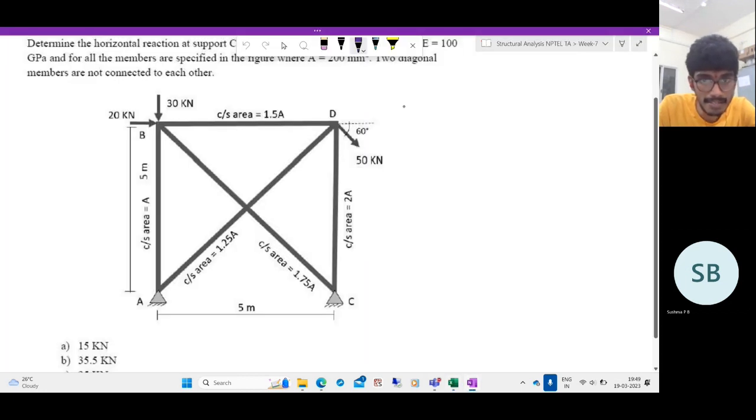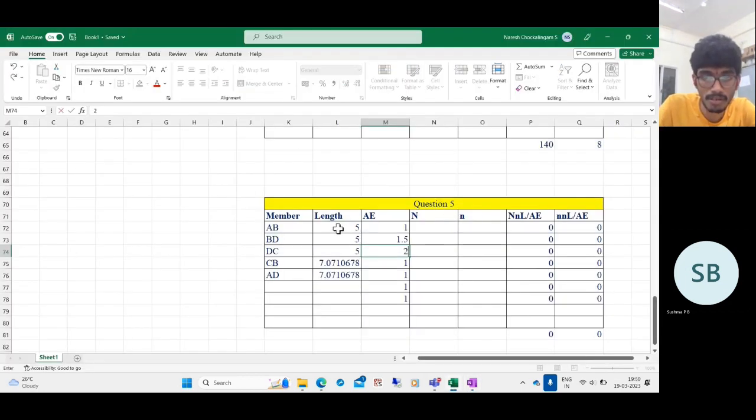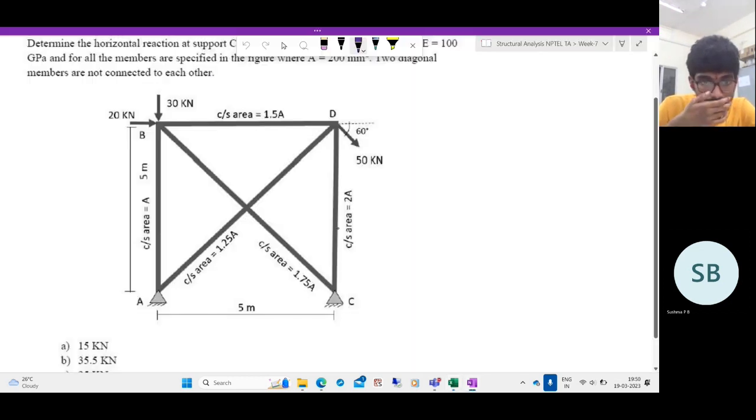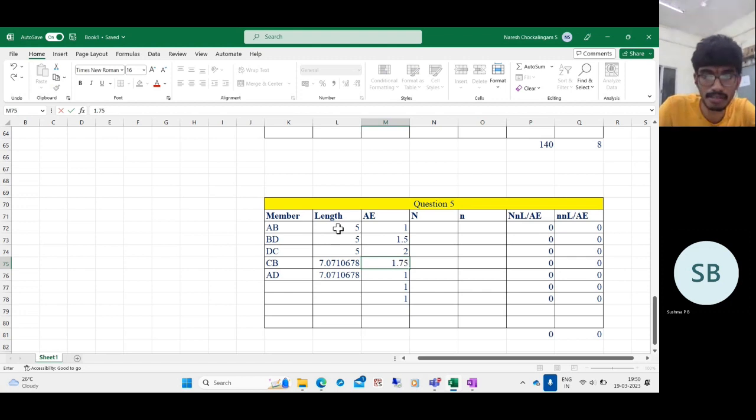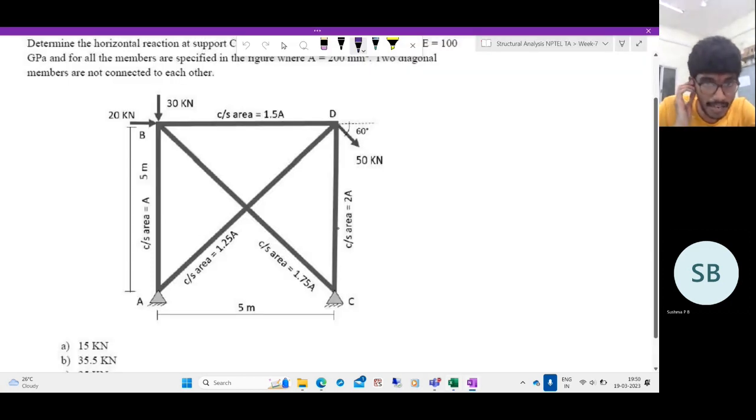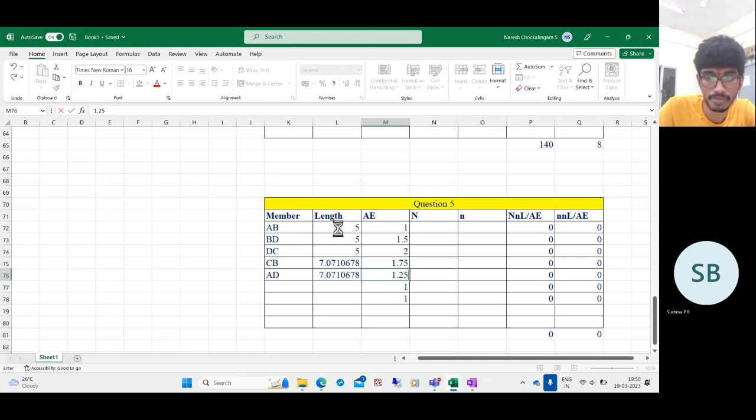DC is 2. CB is 1.75. And what is AD? AD is 1.25. This is fine.